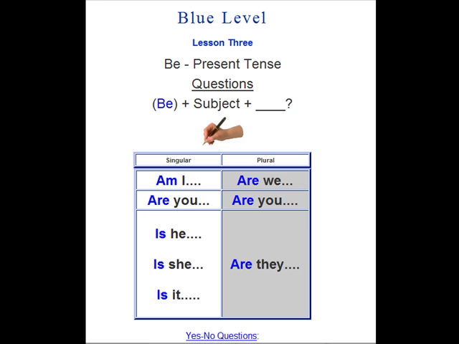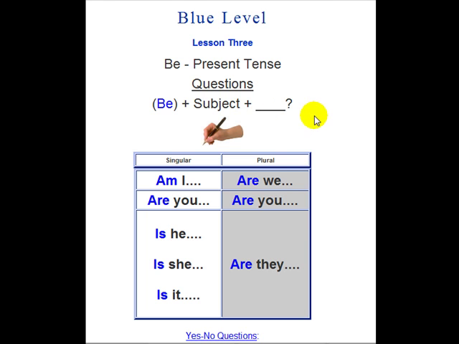This is a continuation of beginning English. This is lesson 3, but this is lesson 2 in the series. Lesson 2 will continue with the verb be in the present tense, but now we are going to talk about forming questions. If you look, you see that we have be plus subject plus the question.